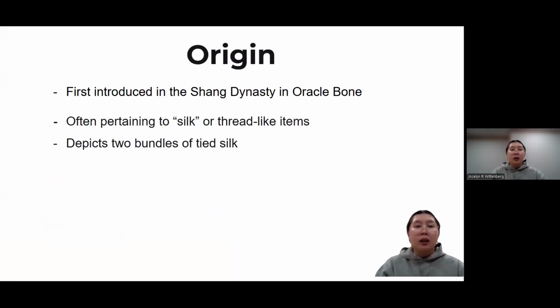Going on to its origin, it was first introduced in the Shang Dynasty in oracle bone script and often pertained to silk or thread-like items. This depicts two bundles of tied silk, as mentioned earlier, in traditional form.